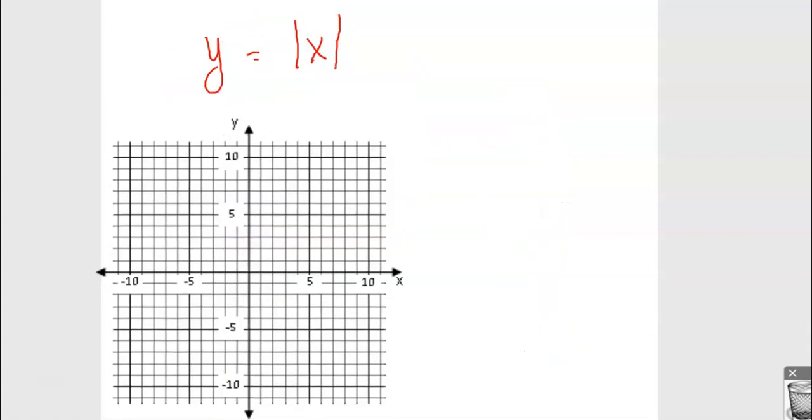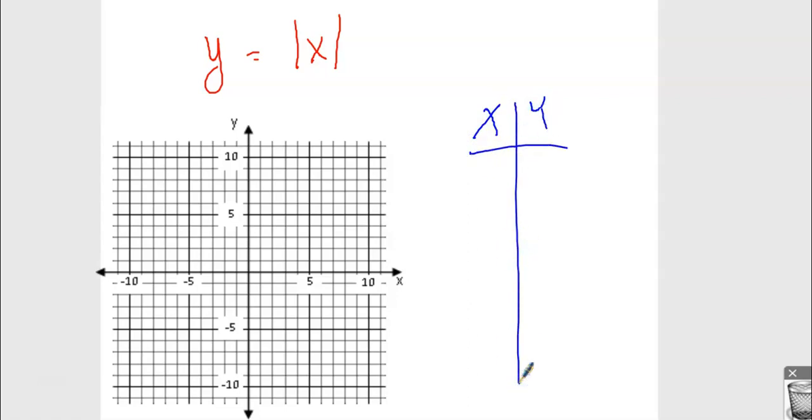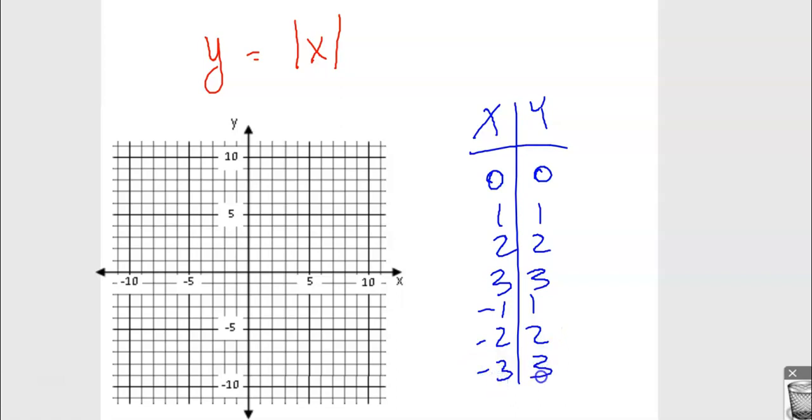All right, so y equals absolute value of x. So the cool thing about this, again, if you know it, you know what it looks like. But any number I plug in, I'm always going to end up with a positive answer. Even -1, the absolute value of -1 is 1. -2, the absolute value of -2 is 2. And -3, the absolute value of -3 is 3. So it's going to look like a V.